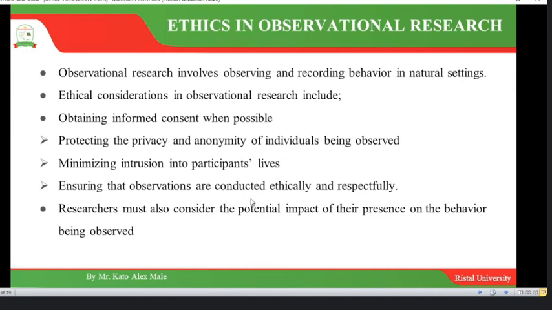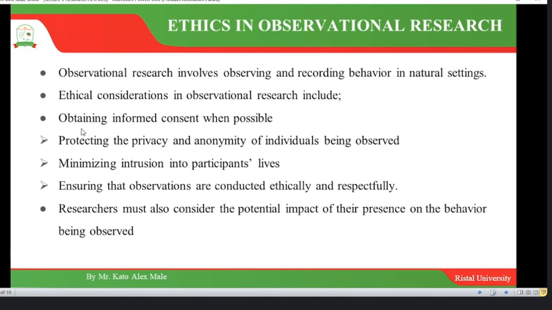been allowed by the administration of that area. If it is a village, visit the LC1, the chairperson of that village. If it is a sub-county, a state, a municipality, go to the administration and be accepted to carry out your observational study. That's why I put this statement in a way of obtaining informed consent when possible.